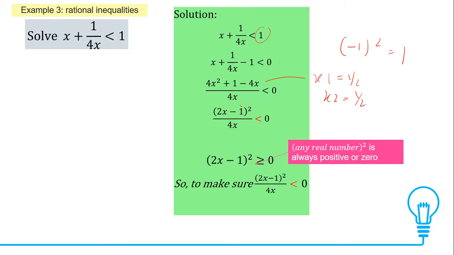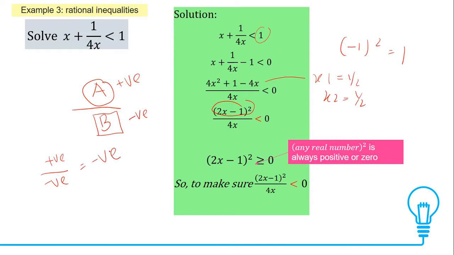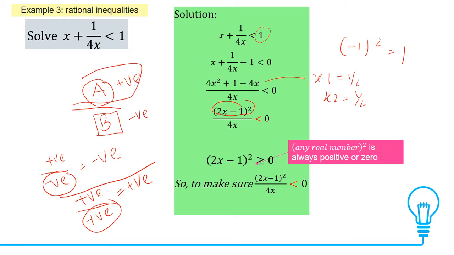So since this part is always greater than or equal to 0, when you have two parts, part A and part B, if part A is always positive, the only controller here is B. If B is negative, I have a positive number divided by a negative number, which gives me negative. If I have a positive number divided by a positive number, it gives me a positive. So the controller is always the denominator in this case, since my A is always positive.